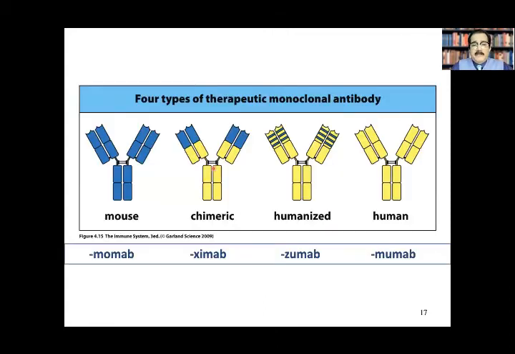Okay. So there are four types of therapeutic monoclonal antibody. One is pure mouse, and you can tell by the way it is named. The name ends in momab, so it's a mouse antibody. Chimera would be ximab, like rituximab. If it's humanized, it's actually a rodent one, but the rodent part is just the top part shown in blue. It's a zumab. And if it's completely human antibody, it's called a umab. So next time you see an advertisement on television or in a journal, you can tell what kind of antibody it is based upon how the name ends.